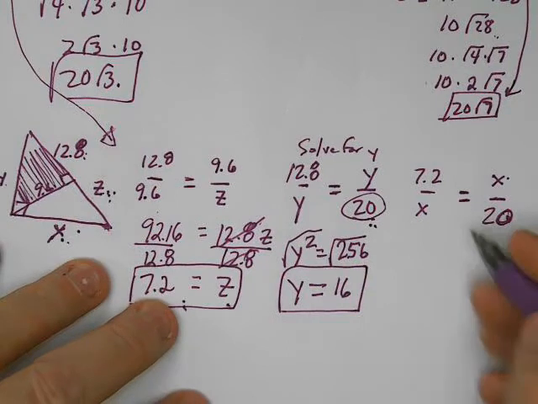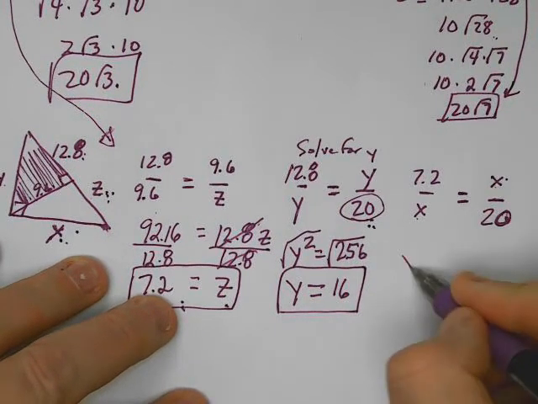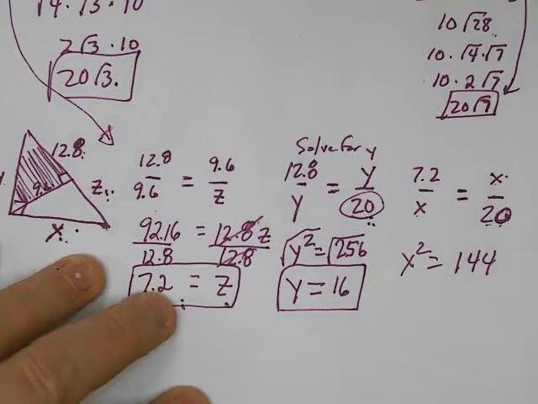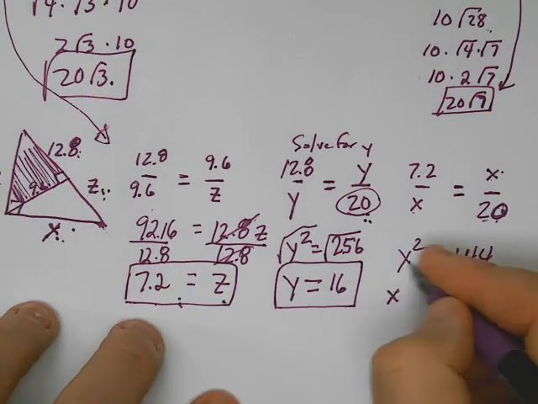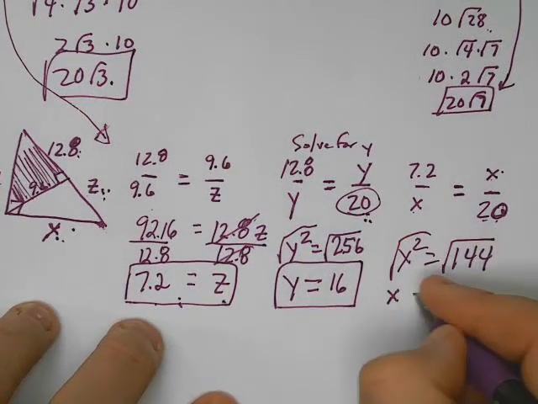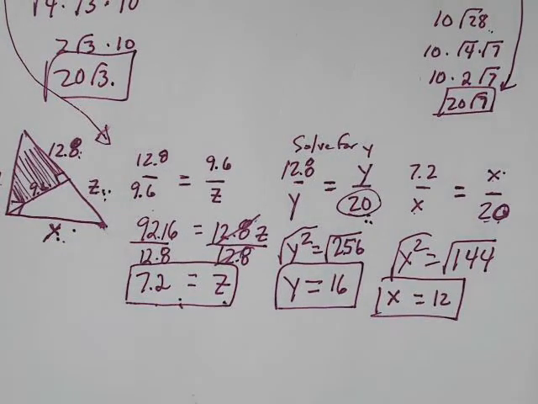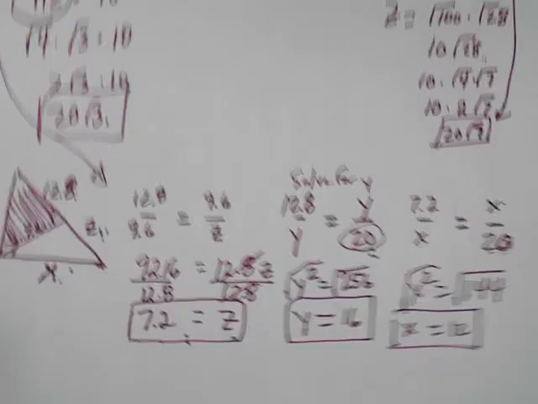And that's equal to 20. Okay, now we cross multiply. X times x is x squared. 20 times 7.2 is 144. Garrett, what's the square root of 144? Garrett's pretty good at these square roots. Mason, you got it? All right, good. Well, we just did number 11, number 12.